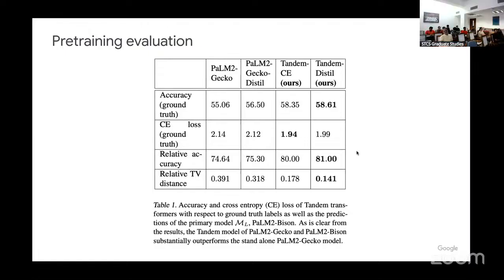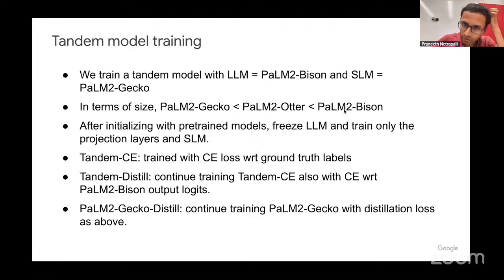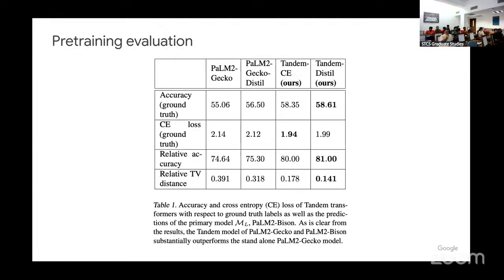What is distillation loss? If you remember the cross entropy loss, it's a KL divergence between the proposed distribution over the entire vocabulary and the ground truth distribution. The ground truth distribution we take to be a delta distribution at the ground truth label, and everywhere else we have zeros. Distillation means that we also have access to a large model. So this PaLM 2 Bison is the large model in this case. We take the output probability distribution over the entire vocabulary for that particular position of this large model and use it as the target, instead of the delta distribution.